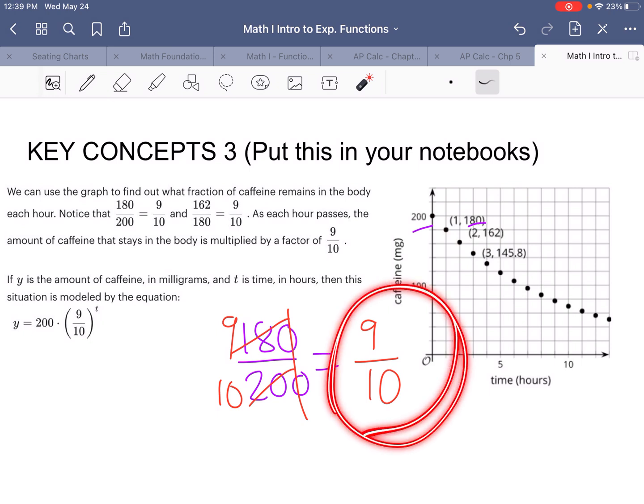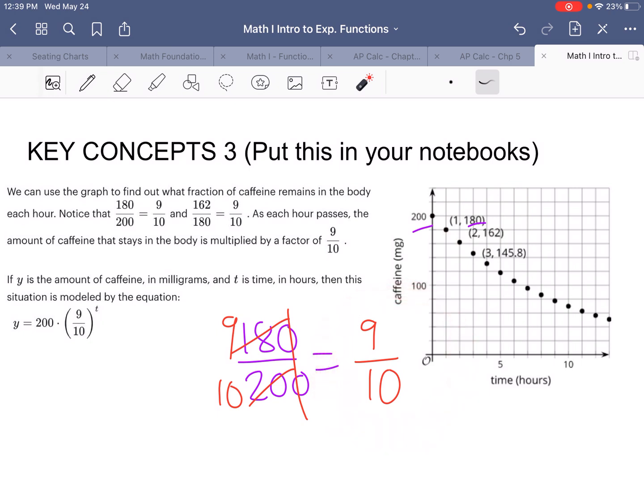So after each hour, we have 9/10, which means we're losing 1/10, or 10%, of the amount of caffeine each hour. So this right here is our growth factor, or decay factor in this case. So 180 times 9/10 would give us 162. 162 times 9/10 would be 145.8, and we just multiply by 9/10 again and again and again. So that's where this equation comes from.